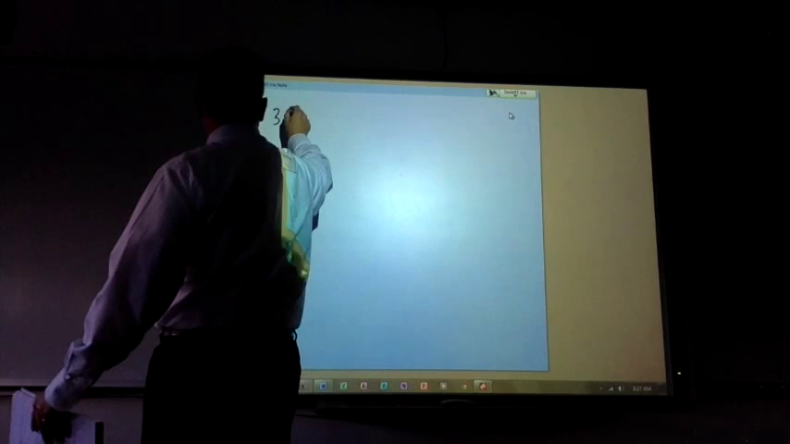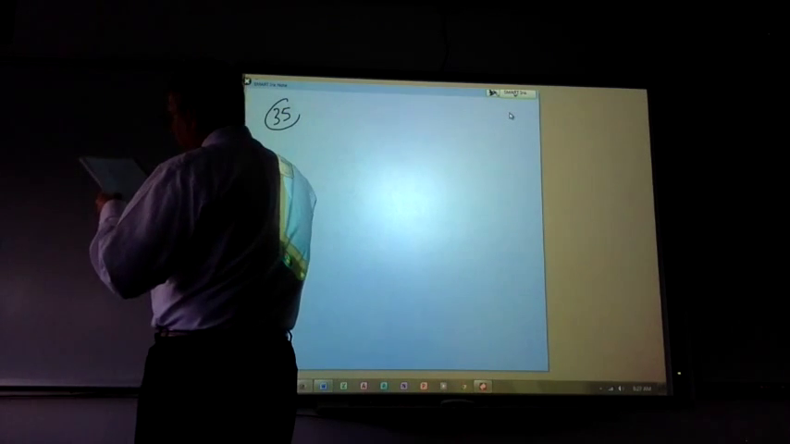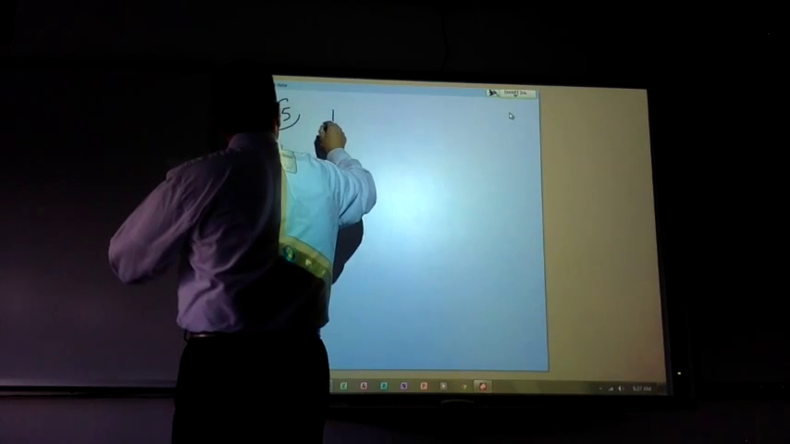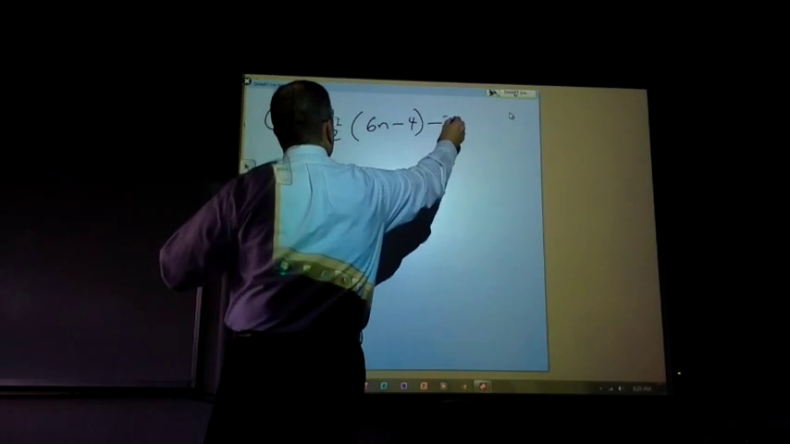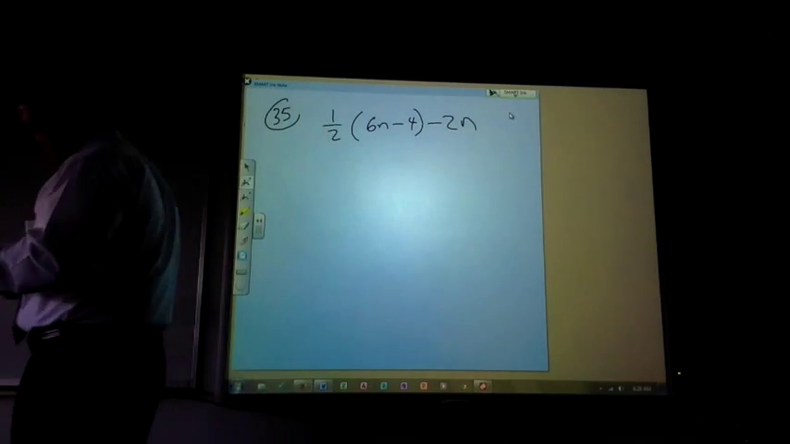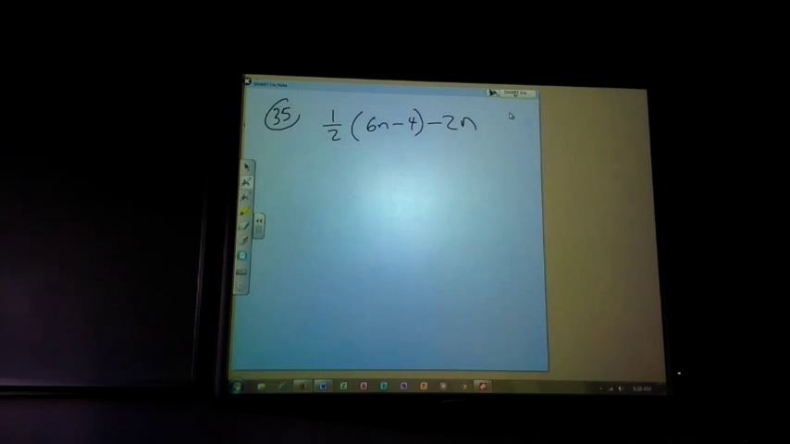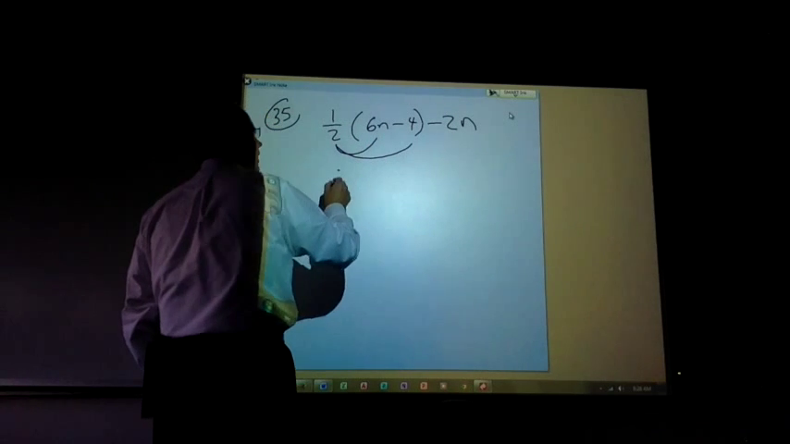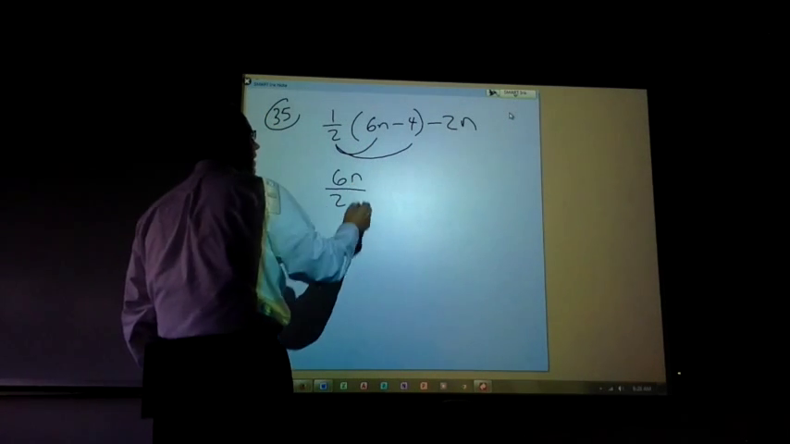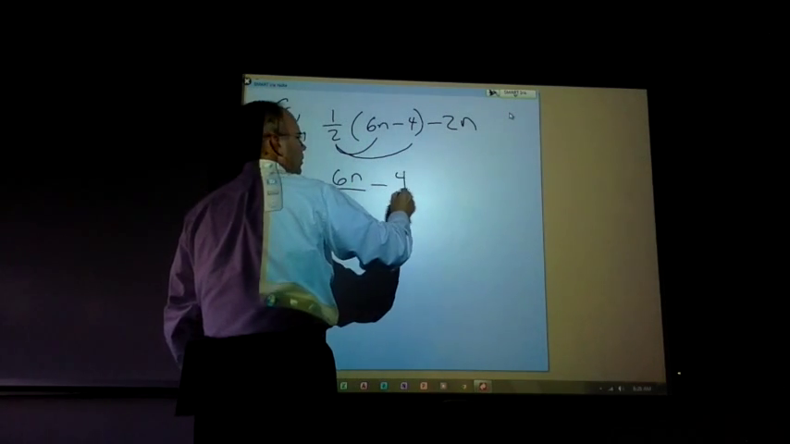All right, number 35, we have 1/2 times 6n minus 4, minus 2n. Does that seem okay so far? We are going to distribute the 1/2 to the 6n as well as the negative 4. The negative 2n is going to come along to the right. So I'm going to distribute here and here. So I'm going to get 6n over 2, minus 4 over 2, minus 2n.